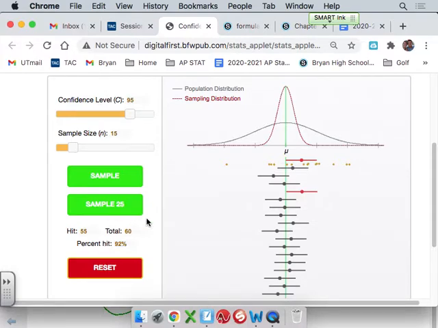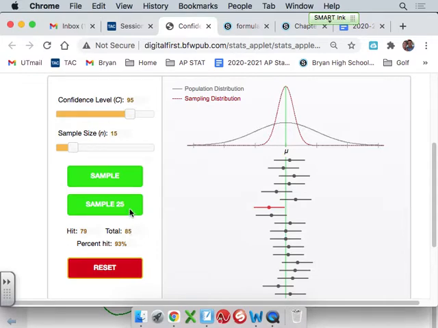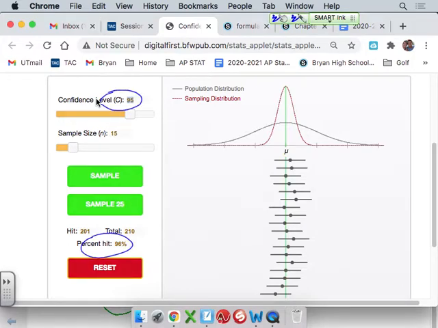So let me just do a bunch more. I'm going to sample 25 more. You can see I'm at 85 now. So I'm going to go to a big number. All right, so I'm at 210 of these confidence intervals made, and you can see 96% have hit. So what does a confidence level mean? Coming over to the board, what does a confidence level mean?